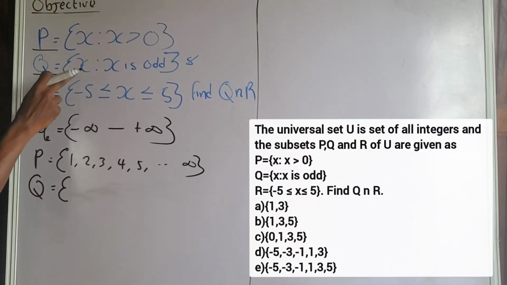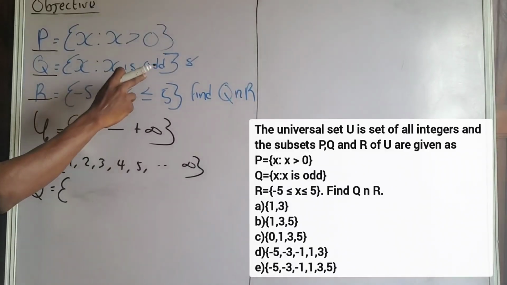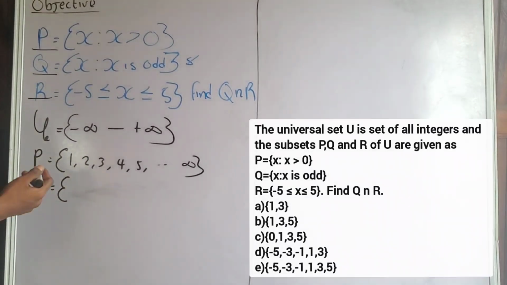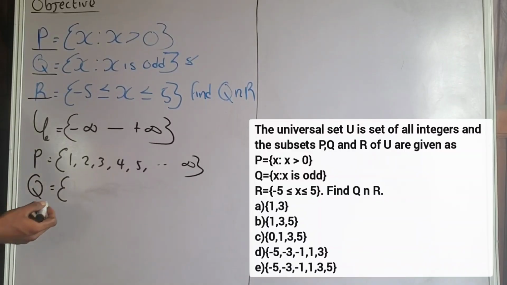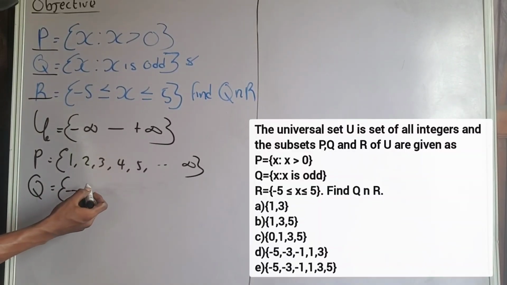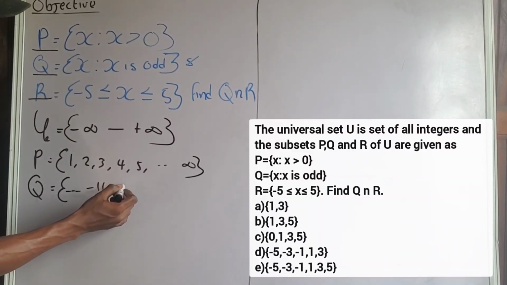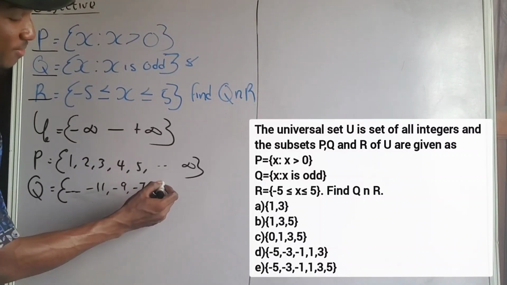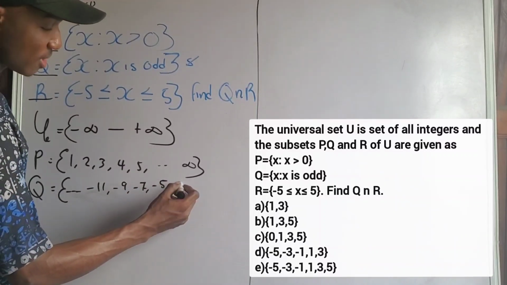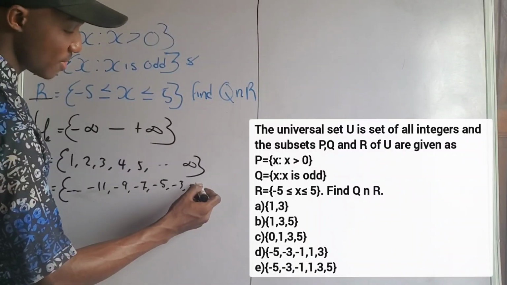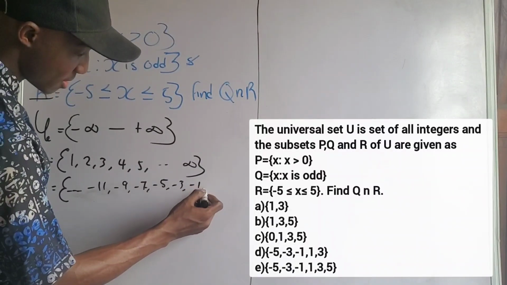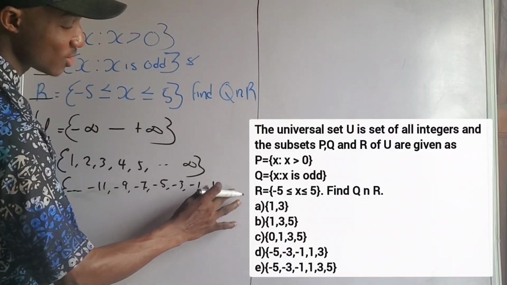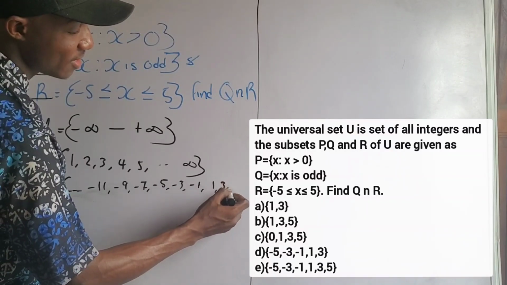Okay, for Q, x such that x is odd. So if x is odd, we can have negative odd numbers and positive odd numbers. You understand? So x can be -11, -9, -7, -5, -3, -1, 1, 3, and so on. Sorry, 2 is not part.